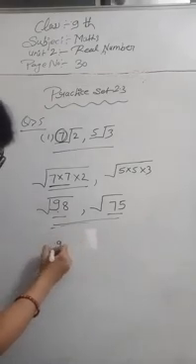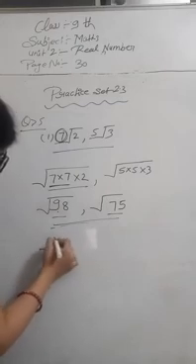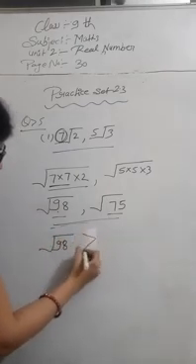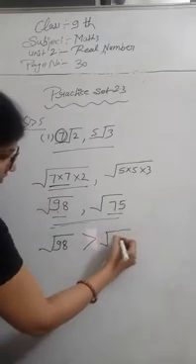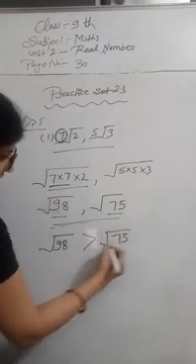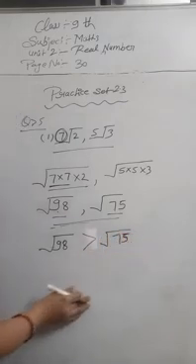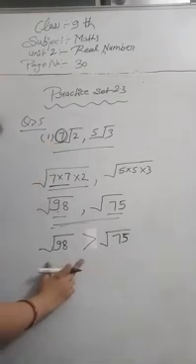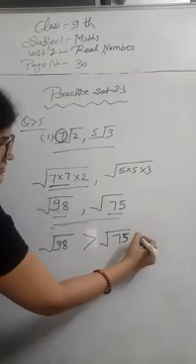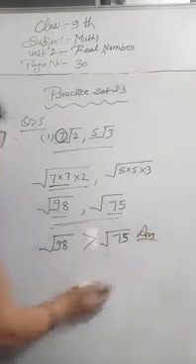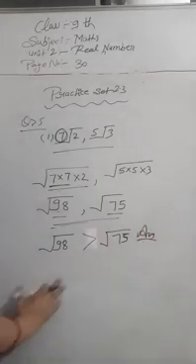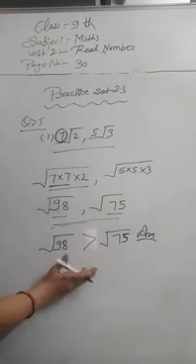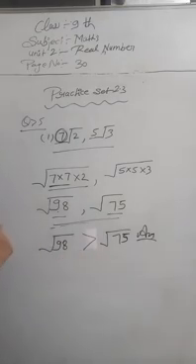So we get here root 98 is greater than root 75. Okay, so 98 is greater than 75. So this is our answer. Clear? So this is how to compare these numbers.